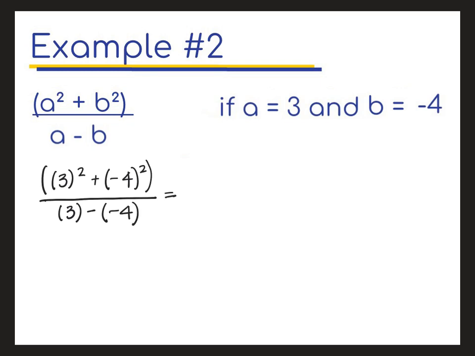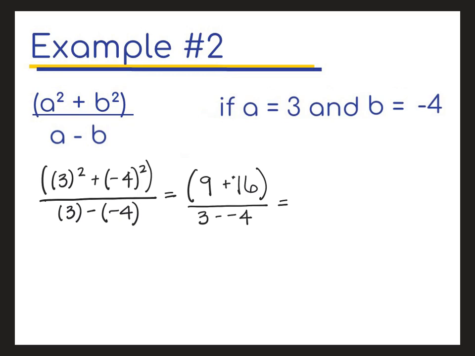So first thing I'm going to do is get rid of these exponents. I'm going to simplify that. So 3 squared would give me 9. Negative 4 squared would be positive 16. So this is really a positive 16. But you can see I have plus a positive, so it's really just addition. On the bottom, I have 3 minus negative 4. And I can kind of get rid of those parentheses again because they don't really do anything. I'm not doing any multiplying. There's no exponents. So it's really just 3 minus negative 4.